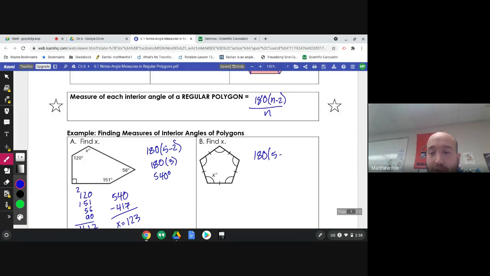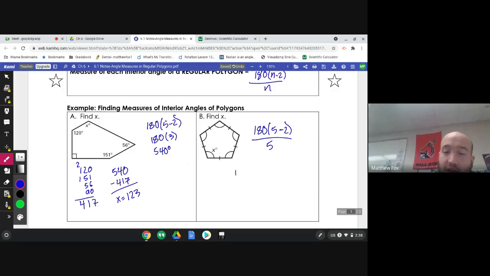So that's 5 minus 2. We'll divide that by 5 because there are 5 different angles that the sum of the interior angles is divided between. And we know they're all the same. Now on top, it'll be 180 times 5 minus 2, which is 3. Whatever we get, divided by 5. 180 times 3, we saw in the last one was 540. Divide that by 5, and we will get x equals 108. All right.